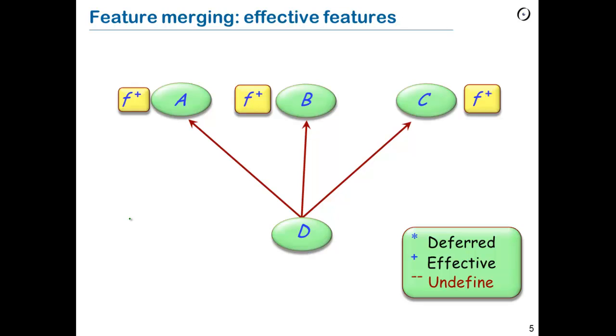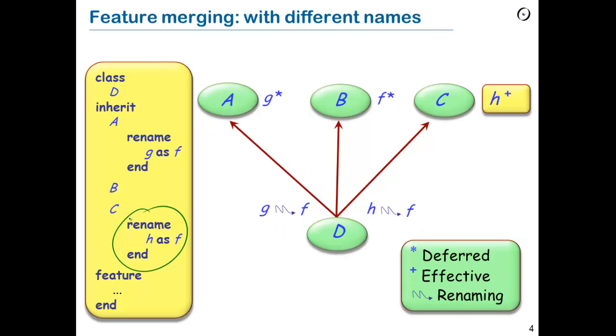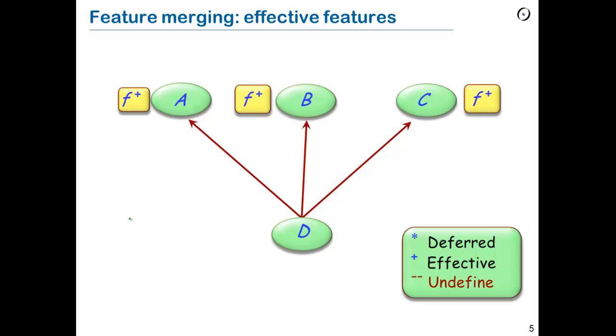What if we want to merge a few features, however, and we are not in the happy case in which two of them were deferred, or n-1 of them were deferred, and only one of them was effective. Let's assume, for example, that we have three of them that are effective. To make things simpler, I'm assuming that they all have the same name, but of course, if they had different names, we could use the previous trick of renaming to force them to have the same name, in other words, to create a name clash. Here we already have the name clash, and if we don't do anything, then, as we have already seen, this is a bad name clash, and the class D would be invalid, illegal.